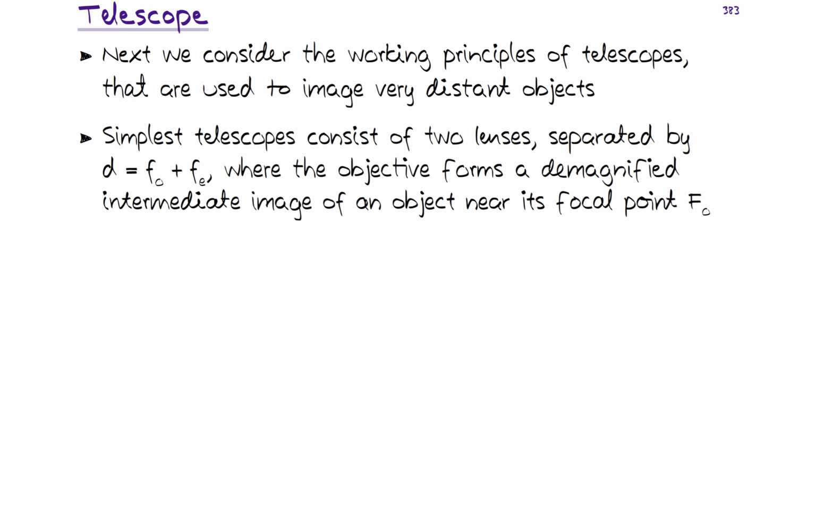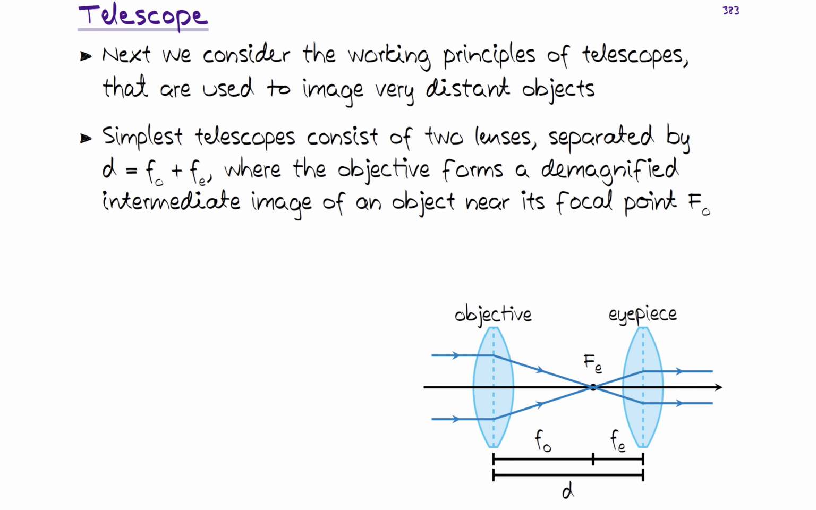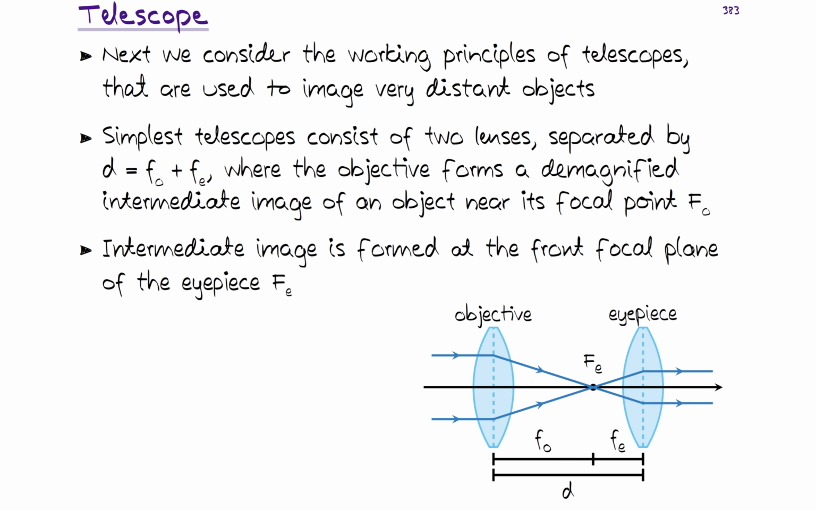Here the objective essentially forms a demagnified intermediate image of an object, and my object is far away since I want to look at distant objects, so it will form an image at the focal point. Recall the thin lens equation: when we put an object at infinity, we have an image at the focal point, Fo, of my first objective lens. And now this intermediate image is also formed at the front focal plane of the eyepiece lens, our second lens, since I'm placing them at the right distance d, which equals the sum of the focal lengths of these lenses.